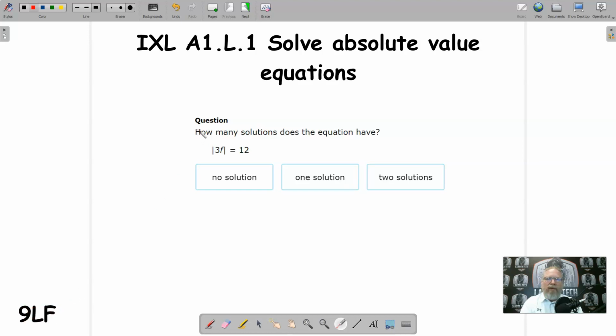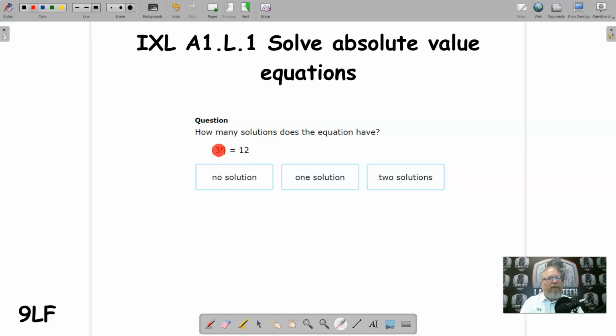And our first question asks, how many solutions does the equation have? We have the absolute value of 3 times f is equal to 12. Well, whenever we solve absolute value equations, there's a few steps that we have to do. First, we have to isolate the absolute value portion of the equation on one side, and then we'll have some constants over on the other side of the equation.